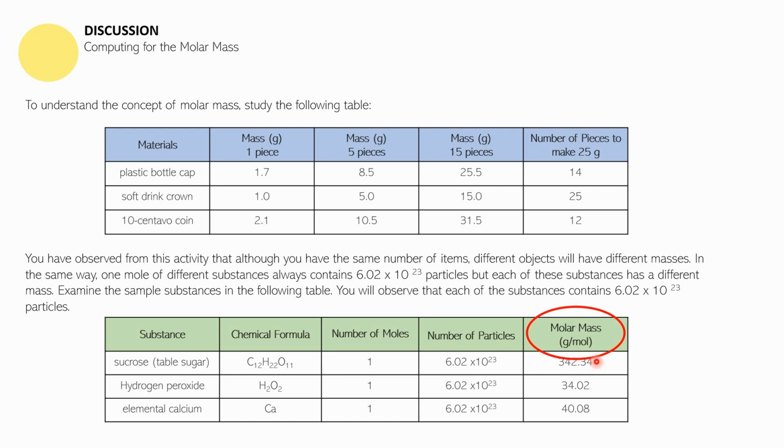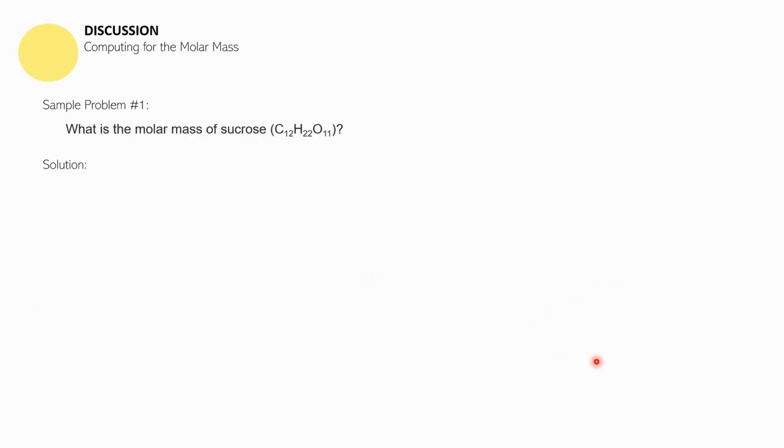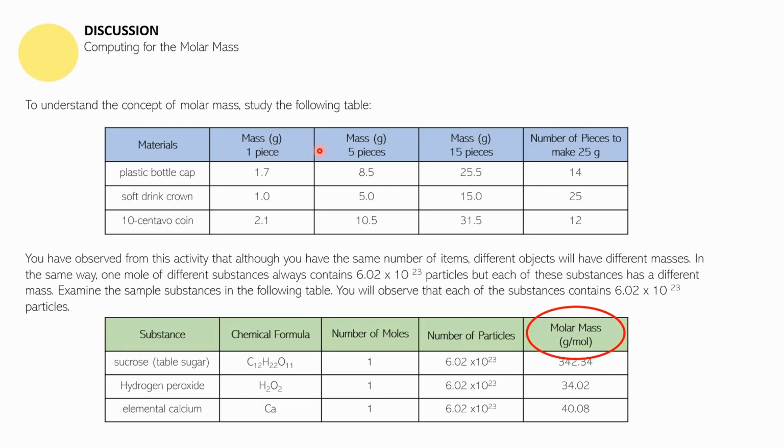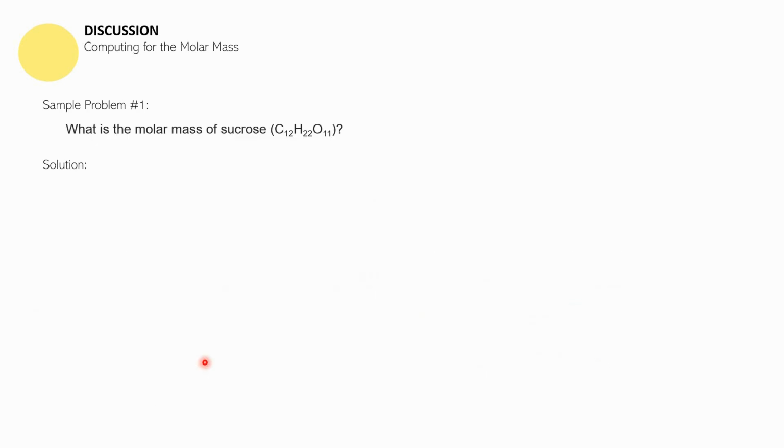Now, how do we compute for the molar mass? Let's have the following examples. Sample problem number 1: What is the molar mass of sucrose, C12H22O11? Well, you know that it's 342.34, right? That's sucrose right there. But how was it computed? First, you get the chemical formula for sucrose, and usually I'll just give it to you, such as C12H22O11. Now, what do you need to do?